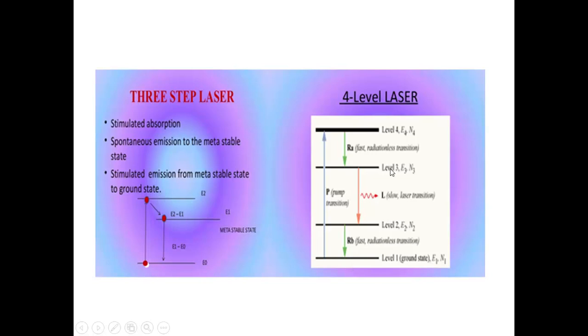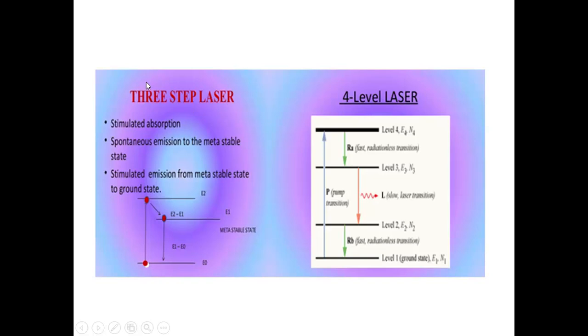But what is the basic difference between the three level and four level is what I am going to tell you. Just look at this point. This is the ground state, this is the excited state, and this is, as usual, the metastable state. Whenever the lasing action, or the stimulated emission of radiation, happens between the metastable state and the ground state, then those lasers are known as three level lasers.